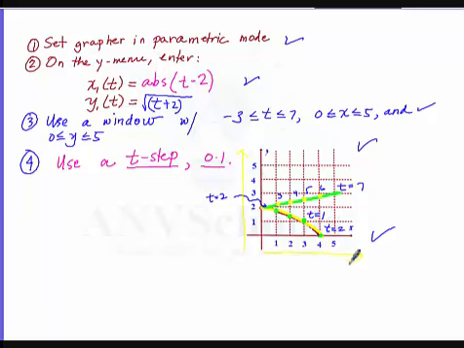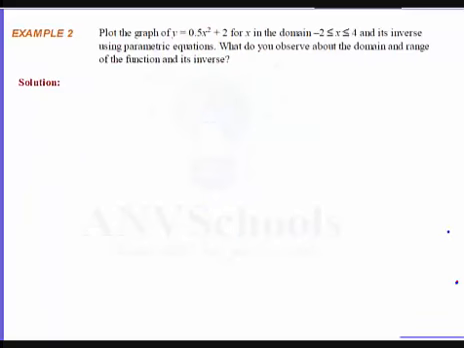Let's have an example. In this example, we are required to plot the graph of y is equal to 0.5 x squared plus 2 for x in the domain from -2 to 4, and its inverse using parametric equations.